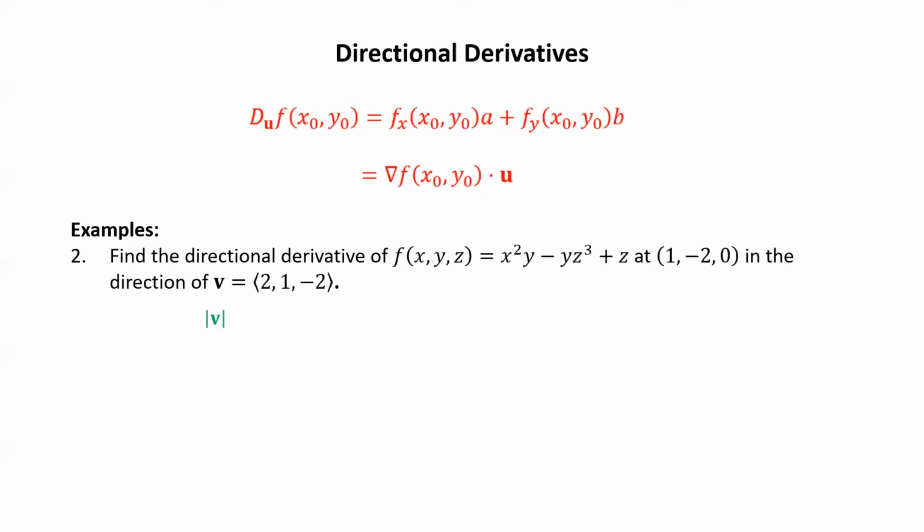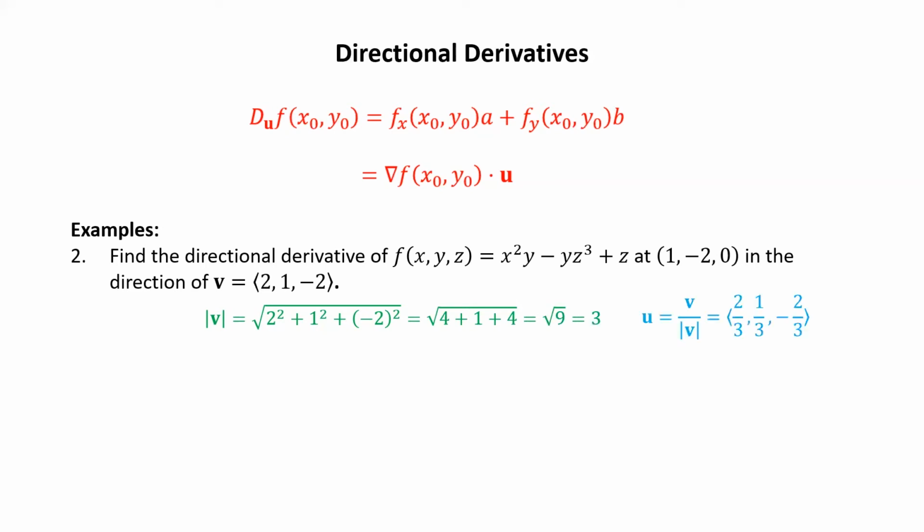So first, let's find the length of v, which is the square root of 2 squared plus 1 squared plus the square of -2. 2 squared is 4, 1 squared is 1. The square of -2 is 4. That adds up to 9. The square root of 9 is 3. So a unit vector in the appropriate direction is v divided by its length, which is the vector 2/3, 1/3, -2/3.